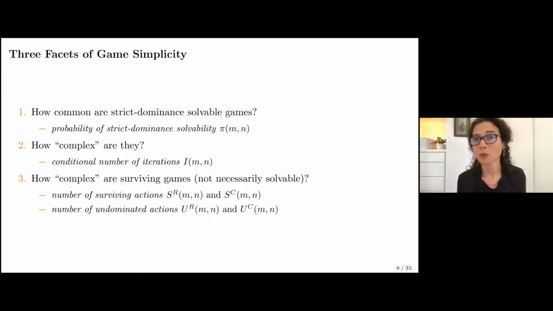So we will want to know the number of surviving actions, S for surviving, with superscript of R for row or C for column. And sometimes we'll also be interested in the number of undominated actions in the first iteration, which will be denoted by U, either with a superscript of R for row or C for column. And that's kind of interesting because whenever they're singletons, we have a game that is solvable in dominant strategies. And those are pretty popular in our literature.